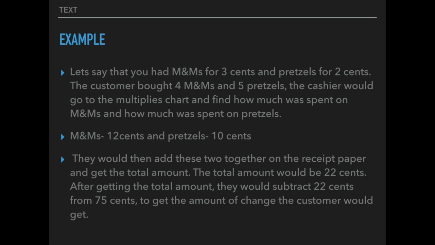Then the cashier would then add these 2 together on the receipt paper and get the total amount of money. The total amount would be 22 cents. After getting the total amount, they would subtract 22 cents from 75 cents to get the amount of change the customer would get.